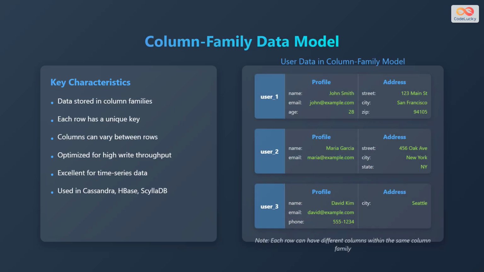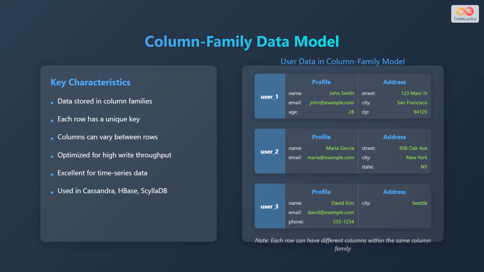Let's explore the column family data model. Here, data is stored in column families. Each row has a unique key, but columns can vary between rows. This model is optimized for high write throughput and is excellent for time series data. It's used in databases such as Cassandra, HBase, and ScyllaDB.